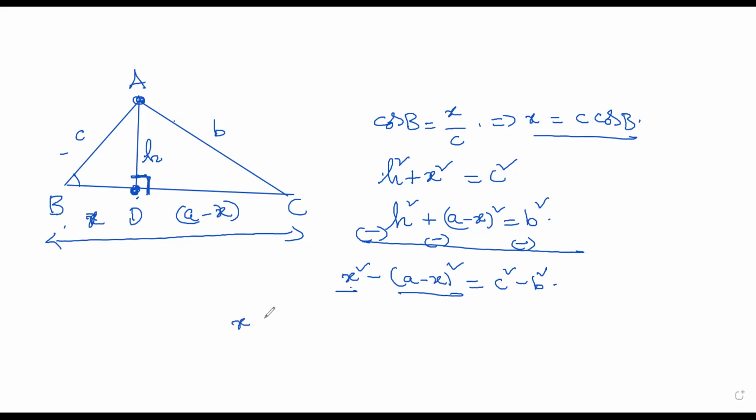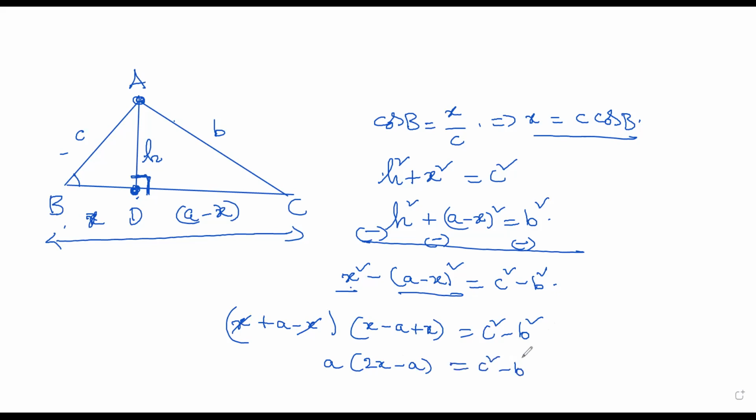So x square minus (a minus x) square: x plus a minus x, and the other part will be x minus a plus x. Like this I can write. That is equal to c square minus b square. Now x and x cancel down. You have a multiplied by 2x minus a, equal to c square minus b square. Almost done we are. Now a multiplied over here, you have 2ax minus a square, equal to c square minus b square.